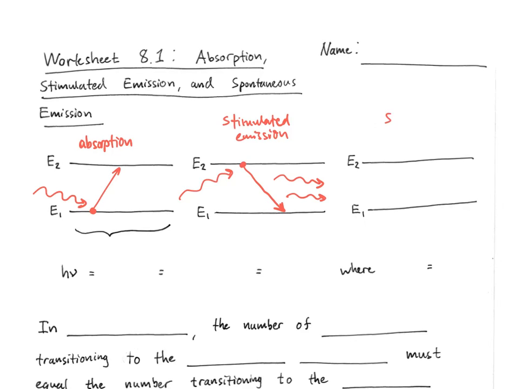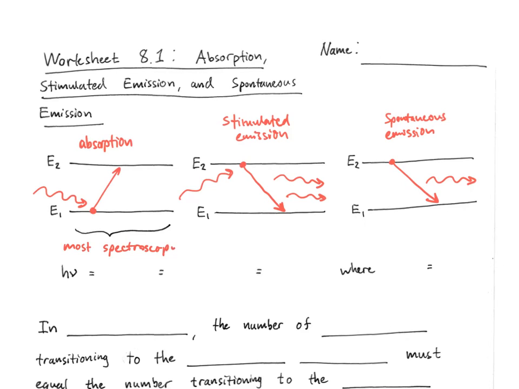And then finally we have spontaneous emission, where just by random chance a system existing at a higher energy level will fall without interacting with any electromagnetic radiation at all, and when it falls to that lower energy level it will emit a photon.